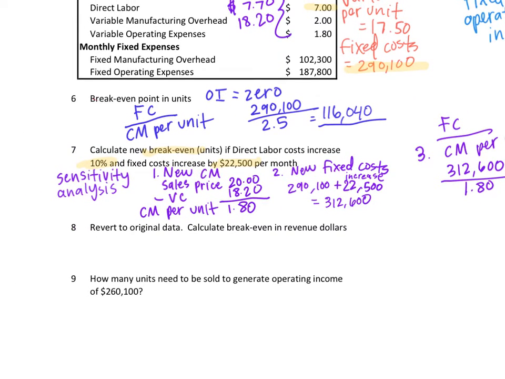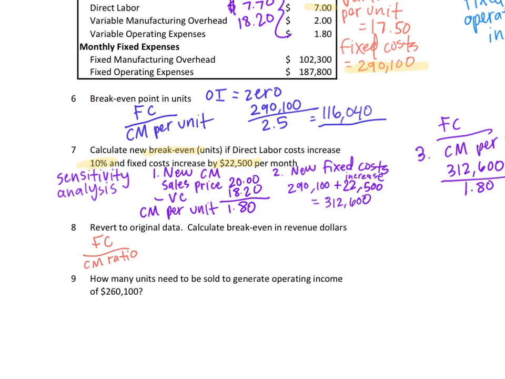We're going back to our original data, meaning our original fixed costs, our original variable costs, and now we're going to calculate the break-even in revenue dollars. So instead of solving for the number of units that a company needs to sell to break even, now we are solving for the dollar amount of revenue that a company needs to achieve in order to break even. The formula for break even in revenue dollars is fixed costs divided by the contribution margin ratio.